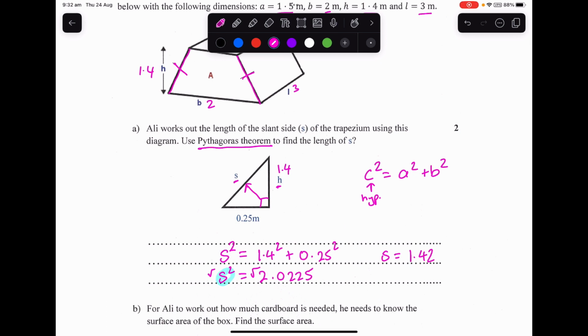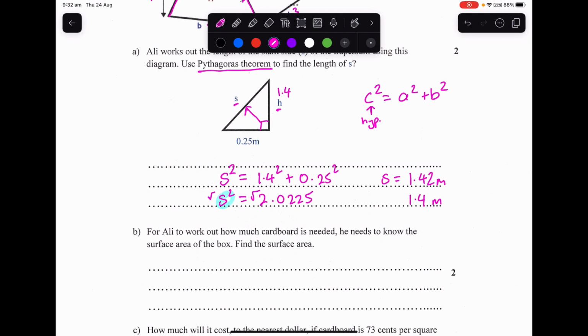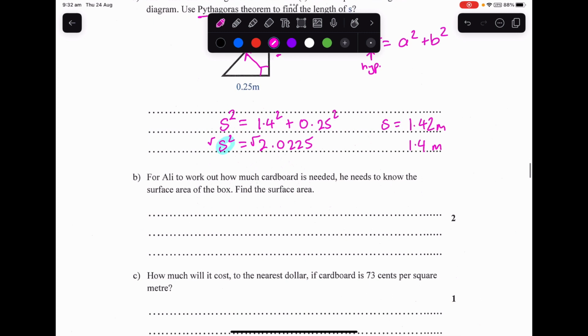There are decimals and they didn't ask you to round it to anything in particular. So you could write 1.42 or 1.4, and we're looking at meters for S. I'm going to go with 1.42. Hopefully, we'll make sure in your test that it tells you what to round it to.